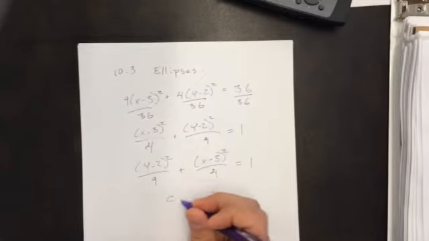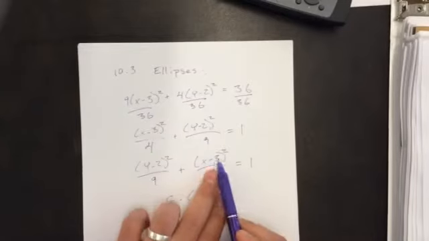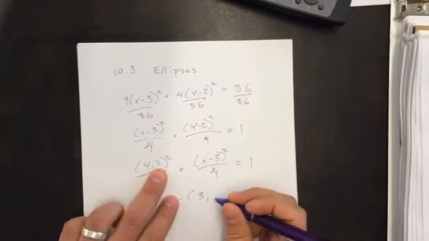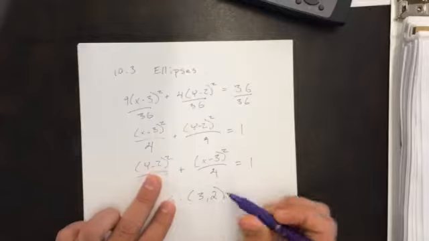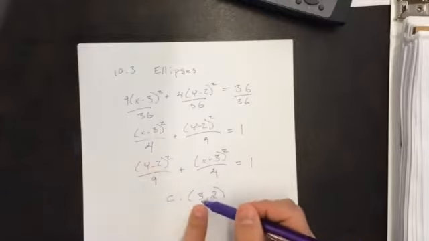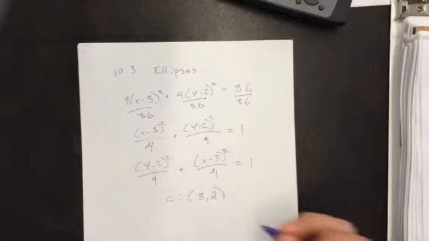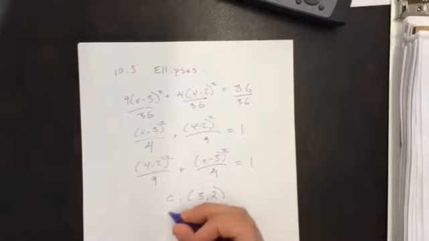My center, the important thing to remember is that the h value is always with the x, so it's going to be 3. And the k value is always with the y, so 2. In other words, the x of your center comes from the x, and the y of your center comes from the y. So just remember to do that.